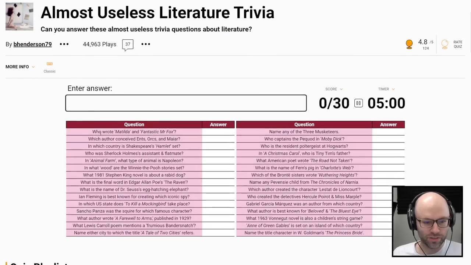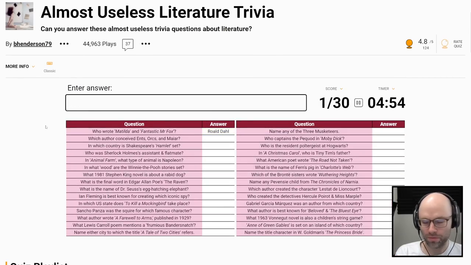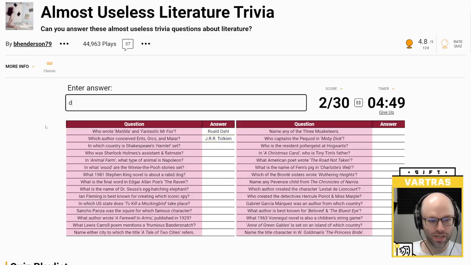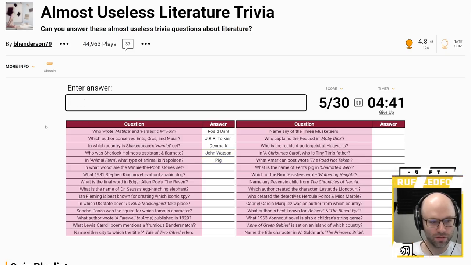Okay, here we go. Literature, that's my strong suit, okay? Who wrote Matilda? That's Roald Dahl. Who conceived orcs? Probably their mother and father. Just kidding, it's Tolkien. Hamlet is set in Denmark. Sherlock's assistant is Mr. Peabody. Watson. Animal Farm, Napoleon is a pig. Winnie the Pooh is in the 100-acre wood.